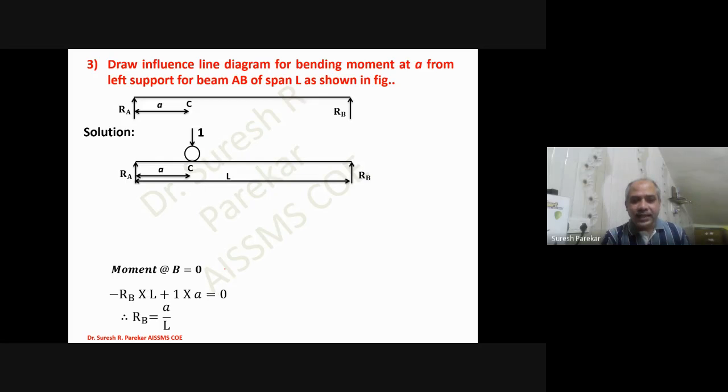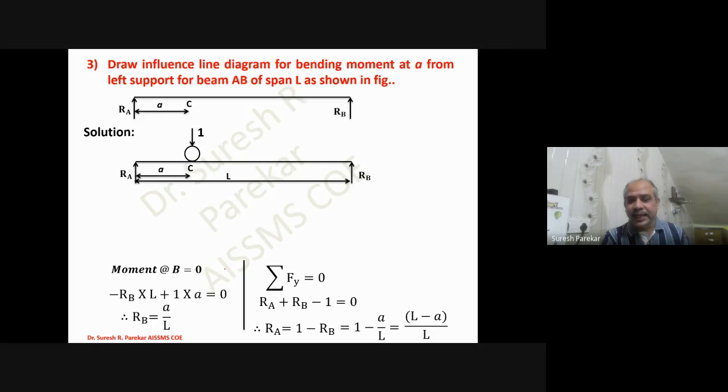RB I will get as A by L, and RA you will get as L minus A by L. We write these values of the reactions: RA is L minus A by L, RB is A by L. Now we take moment about point C. You can take moment from A also, or from B. By any side, you get the same value, that is L minus A upon L into A. Or if you take from this side, then this distance is L minus A. So you can take from both ends.